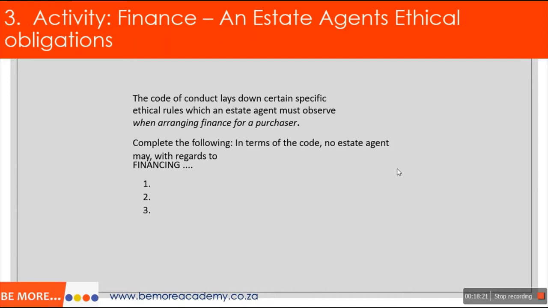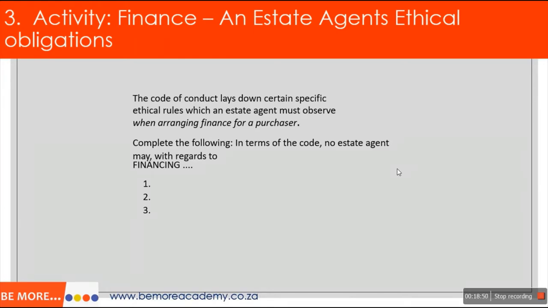No estate agents may, with regards to financing, take a bribe to arrange financing for the client. Well, yes, definitely we are not allowed to take a bribe, although sometimes we feel like it, yes. True. And also, it's your privacy, ne? That you must keep the client's details private. Are not allowed to hand it out.